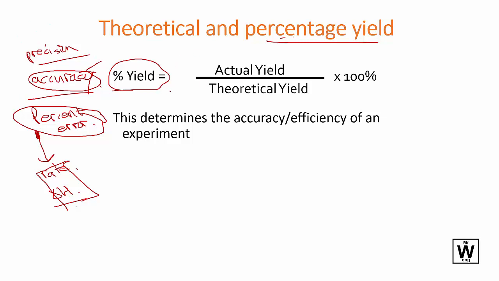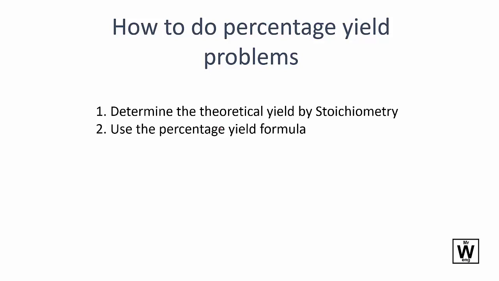So this is the formula. Percent yield is actual yield divided by theoretical yield. And so this is how we do it. This is a practice problem. So first you have to do a bit of stoichiometry to work out what you should have got, and then you use the formula.